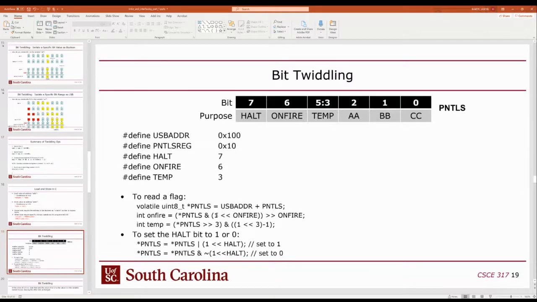So yeah, I want to shift it first, then do the AND, and then shift back. Otherwise, it would shift to the left by unfire, then immediately shift it right, and then it would AND it with the PNTLS. So good, great. Well, that actually worked out pretty well. I'm glad that I had that bug in there, and I'm glad someone caught it.